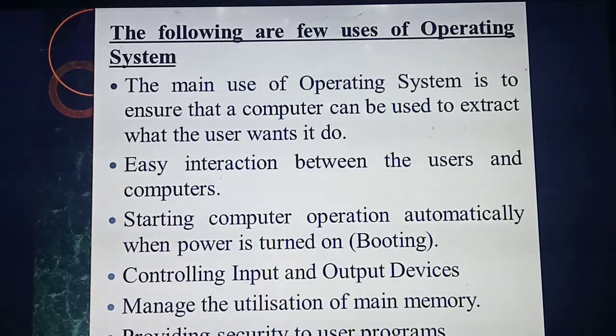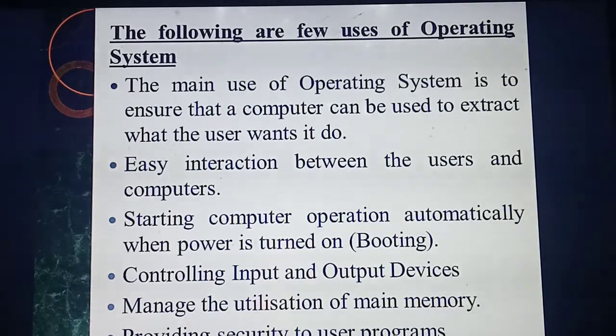For example, in your mobile phones you are going to play a video file, movie or audio file. That is your wish, isn't it? Your mobile operating system interacts with you to play that audio file. So the first use: it is mainly used to ensure what the user wants to do, and that is done by the operating system. That's the first point.